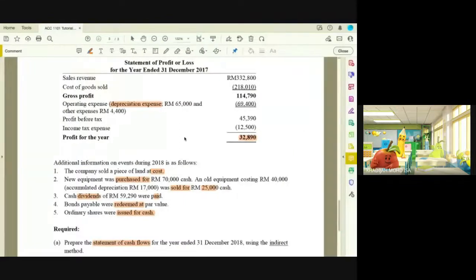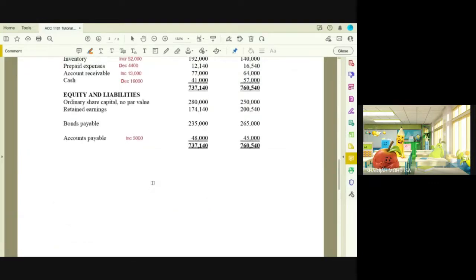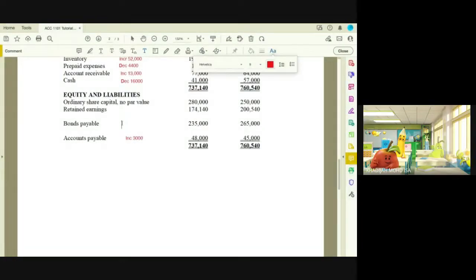And then bonds were redeemed at par value. So how much did you redeem? Look at the par value. In this case, initially it was 265, and then 235. So how much is that? That's a decrease of how much? 40,000, isn't it? 30,000. All right, okay, I just put in here decrease by 30K.